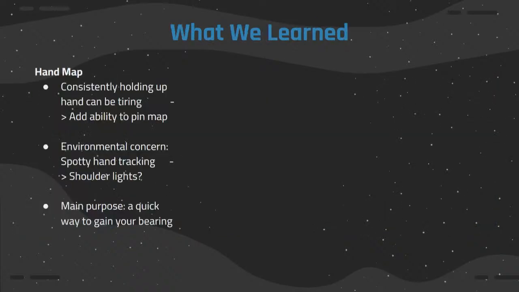Thanks, Arjun. So we made an AR interface for space, and this is the turning point. Where do we go next? So we learned that the hand map is a core part of how we navigate around the moon, and consistently having it available on your hand can actually tire out your hand. So we're thinking, how can we pin that to your vision?